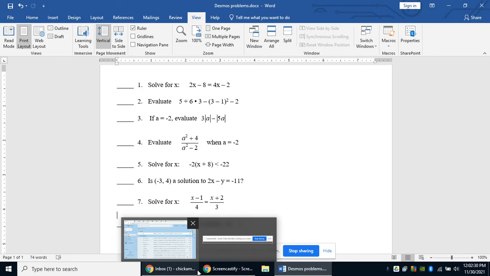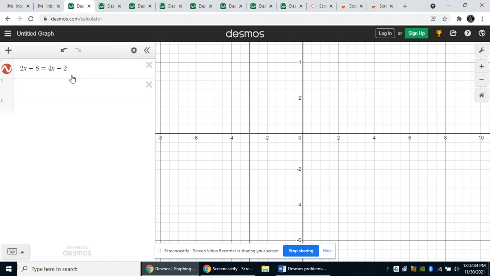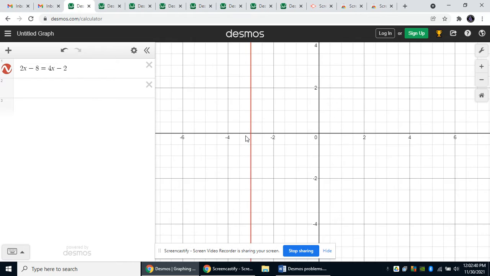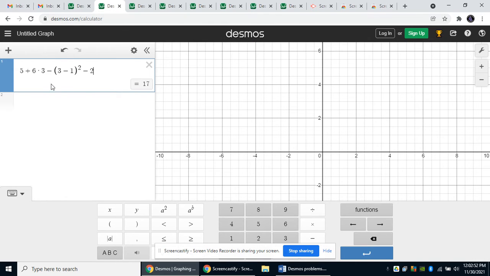So let's see. Let's say we take a look at problem one. Problem one was just simply I typed in 2x minus 8 equals 4x minus 2. And you can easily see that it shows me the line is at -3. That means the answer is simply -3. I don't even need to know how to solve for a variable. There's my answer, -3.